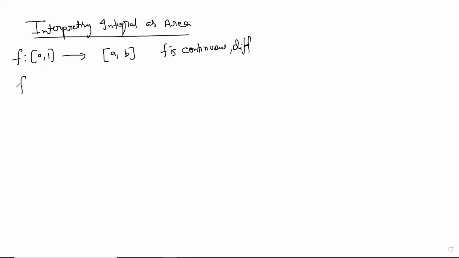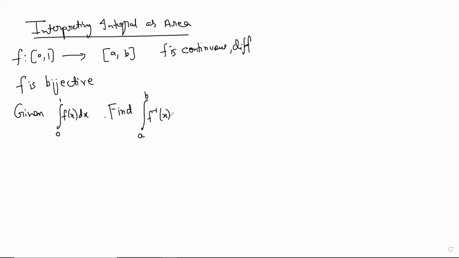And the key thing is that f is bijective. Okay. f is a bijective function. Now, given the integral from 0 to 1 of f, you can assume this is some c, whatever. Find the integral from a to b of f inverse t dt.